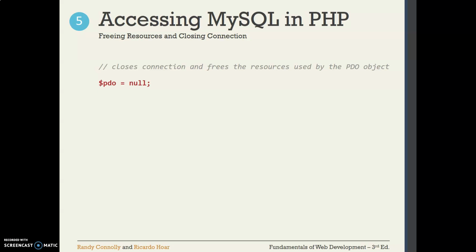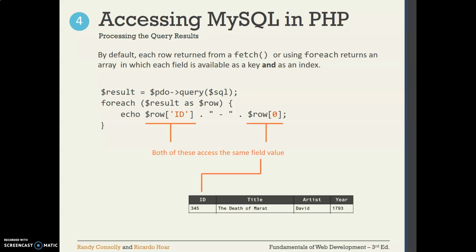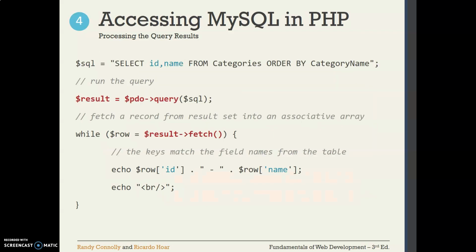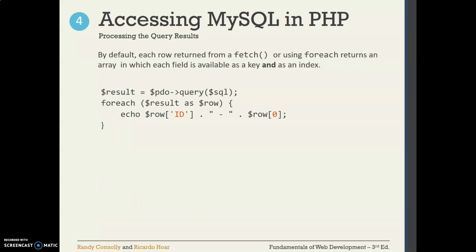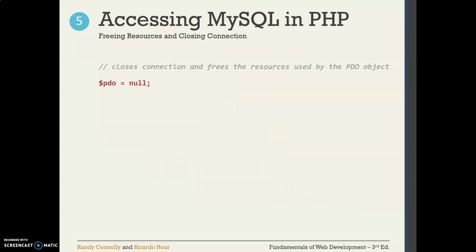Last time, where we left off is we were looking at how we can process the query results, right? And that the array that we get back from either, remember how you could use either fetch or a for each loop, but the row data that we get back can be accessed either using an index or as a key, which is kind of cool. They both access the same field value.